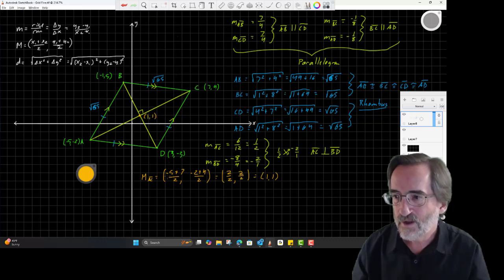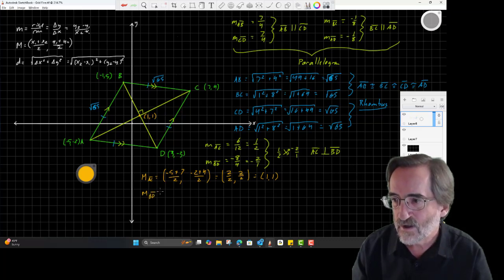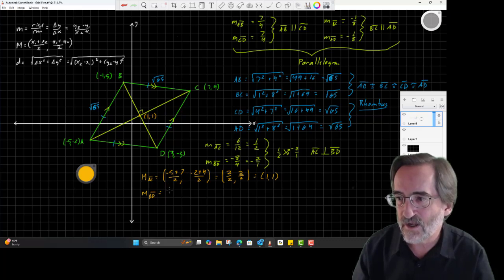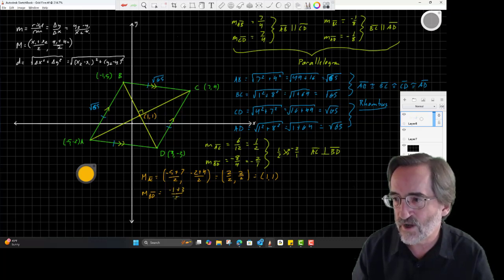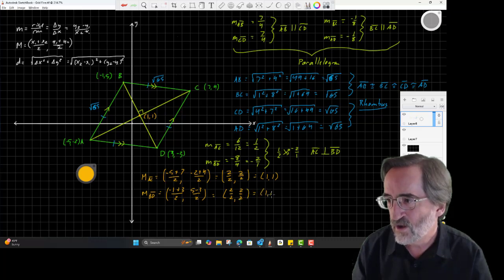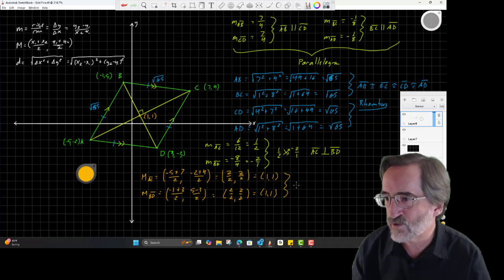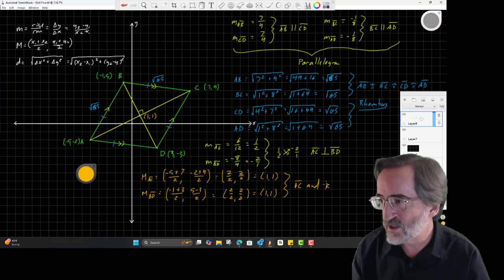1, 1. Okay, the midpoint of BD is the average of the x's, average of the y's. So negative 1 plus 3 divided by 2, comma, and 5 minus 3 divided by 2, which is 2 divided by 2 and 2 divided by 2, which is 1, 1. So it's the same. They both share the same midpoint. So we've just proven that AC and BD bisect each other.